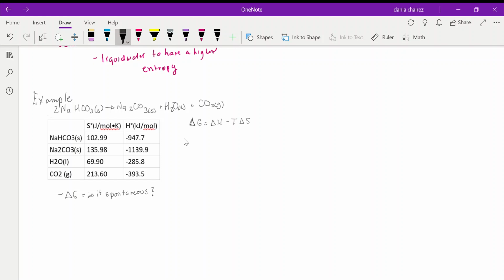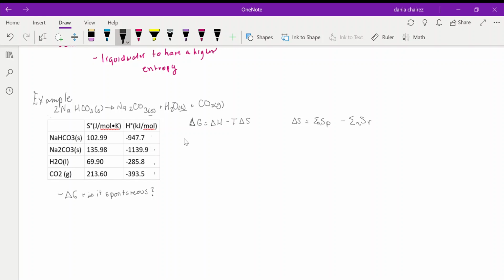And okay, you guys are going to have to get your head out of equilibrium, because in this case we do count the solids and the liquids, so our condensed states, we do use their values to calculate our overall deltas. So since we're given all of these values, we're just going to do the sum of the products minus the sum of the reactants. So let's solve for delta S first.